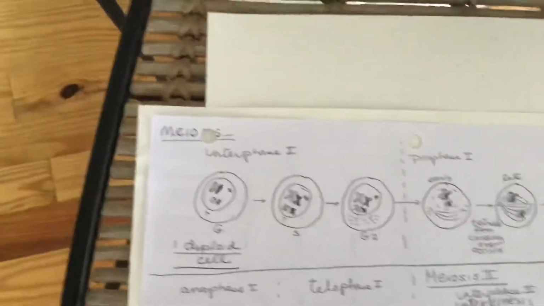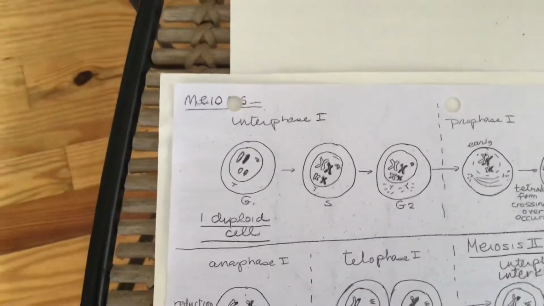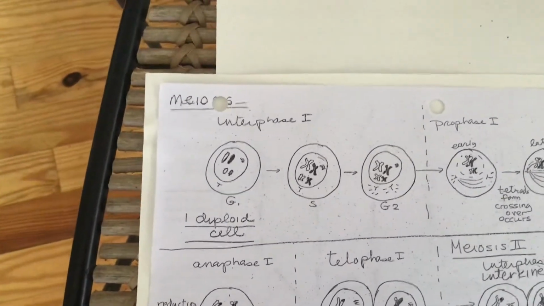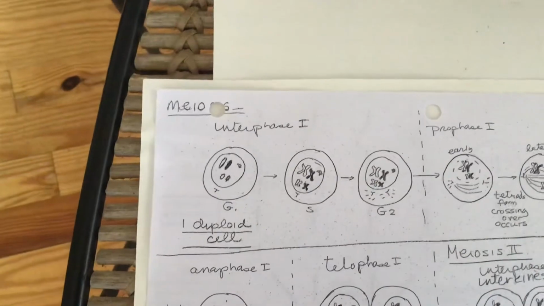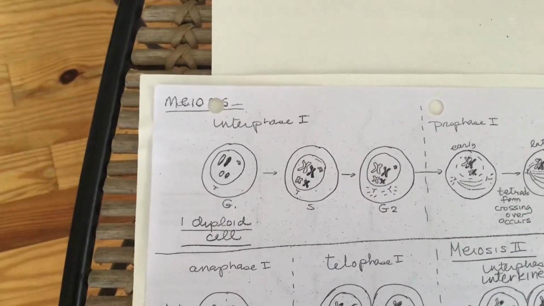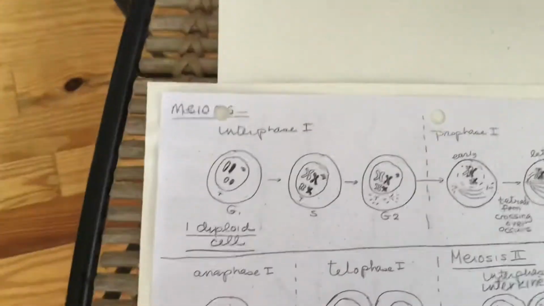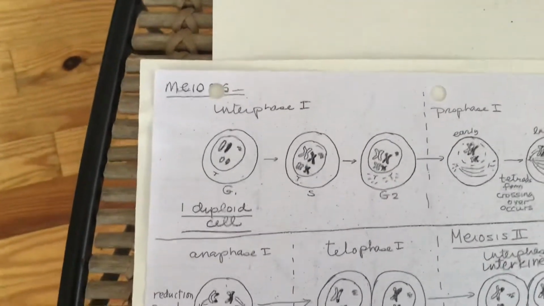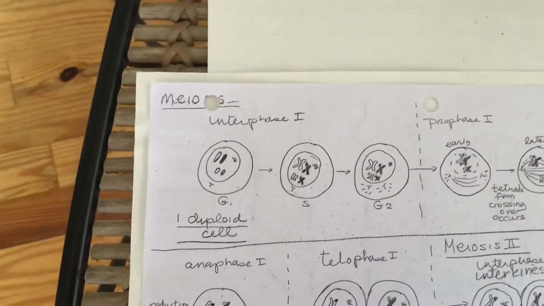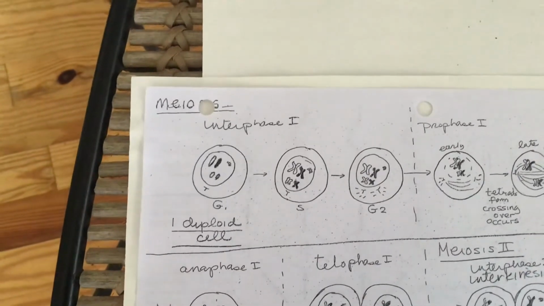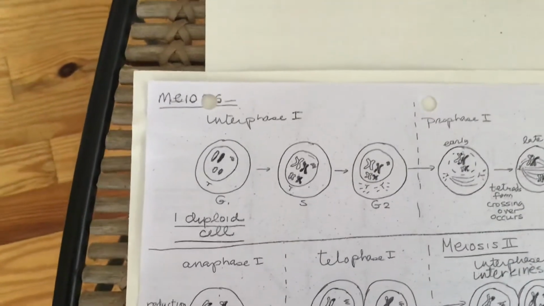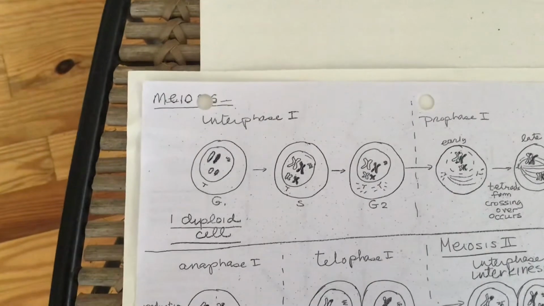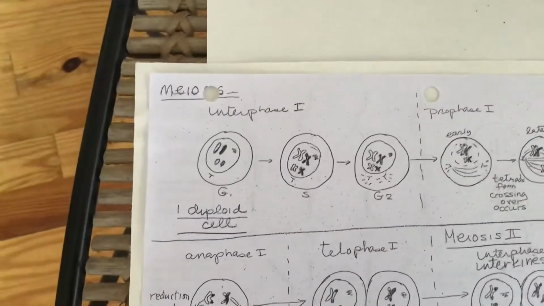What I've drawn here for each part is a cell that starts out with two homologous sets. So this is a diploid cell. And I've just drawn one big, one small homologous set. So this would have a diploid number of 4, or that is 2n equals 4, where n is the number of homologous chromosomes.